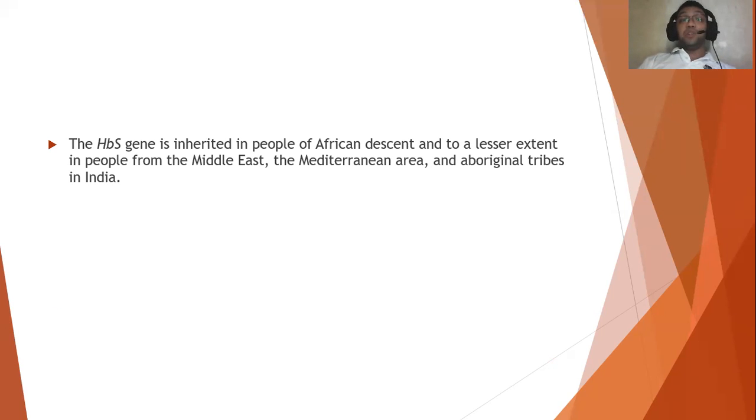So the HbS gene is the one responsible for causing this disease, and it's inherited from people of African descent. So most especially those who are black, they are more susceptible to developing this kind of disease, and to a lesser extent, people from the Middle East as well, the Mediterranean area. So that's in lower Europe and the Aboriginal tribes in India.